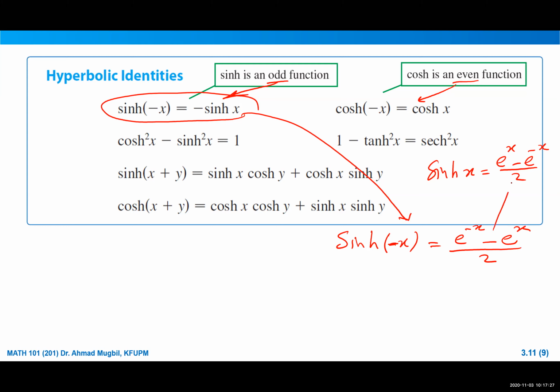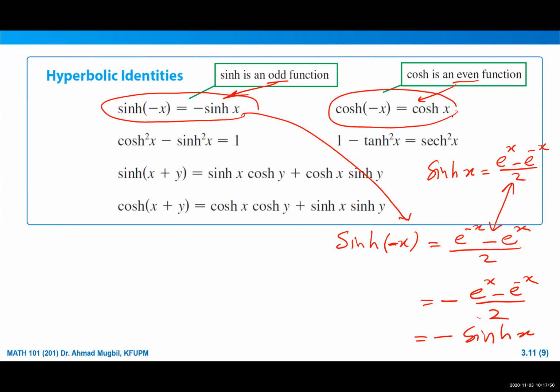Now, if you compare this with this, it is just the same but with a negative. So it will be negative of e to the power x minus e to the power negative x, over 2. So this will be equal to negative. What is this function? It is sine hyperbolic x. So we proved this identity. Now, you can do the same to prove this identity. Similarly, you can prove it.